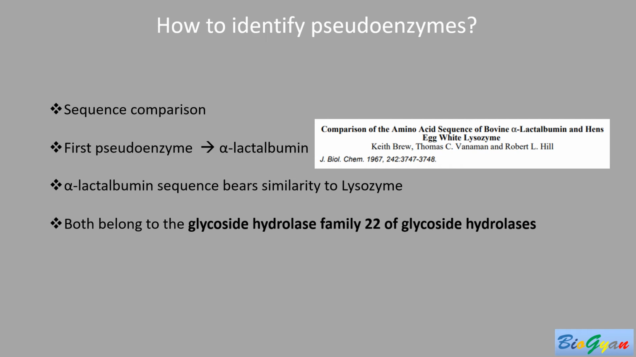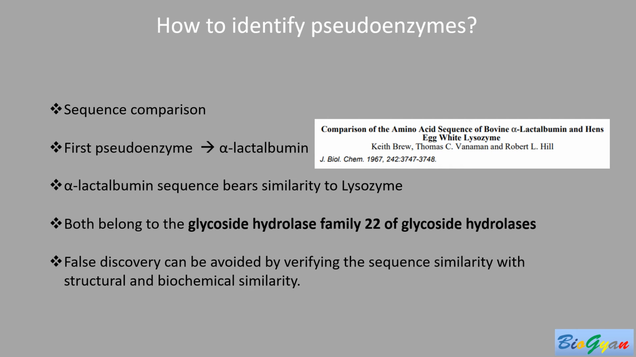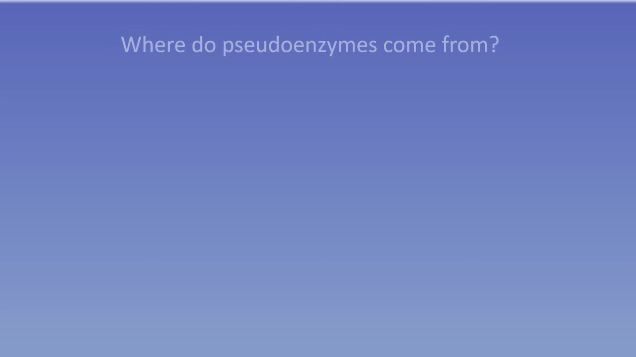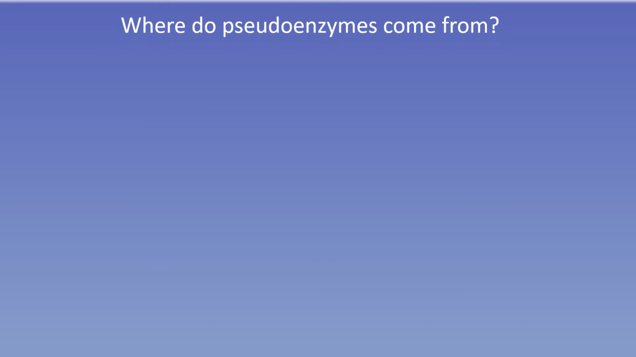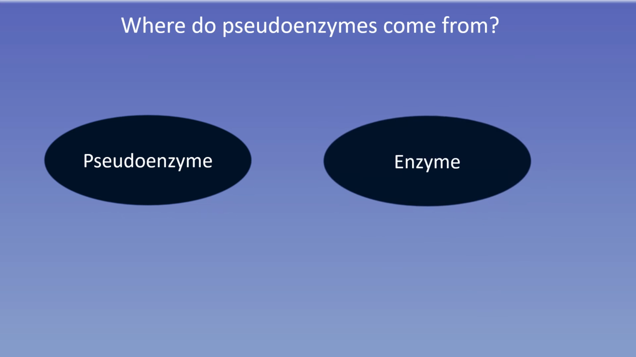However, one should be careful while deducing a pseudoenzyme solely based on its sequence. This may lead to false discovery. False discovery can be avoided by verifying the sequence similarity with the structural and biochemical similarities. Where do pseudoenzymes come from? Pseudoenzymes may have evolved through gene duplication of their enzyme counterparts.